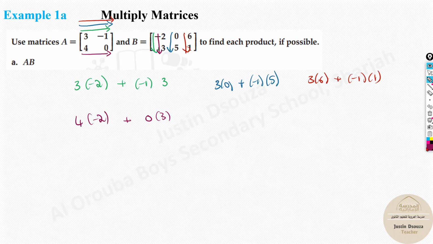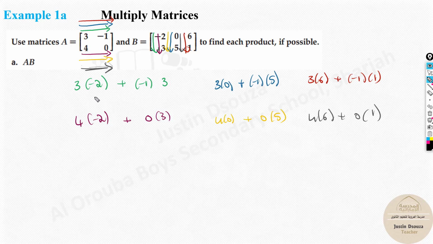Same thing we have to do with the second column. The same one multiplied over here. It will be 4 times 0 plus 0 times 5. And lastly, we have, let me take this over here, this and this over here. So it will be 4 times 6 plus 0 times 1. Now, if we simplify these, we will get the correct answer.